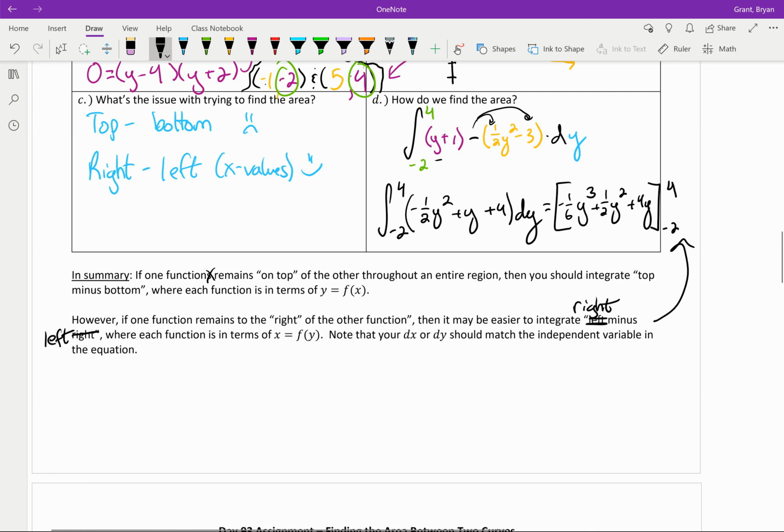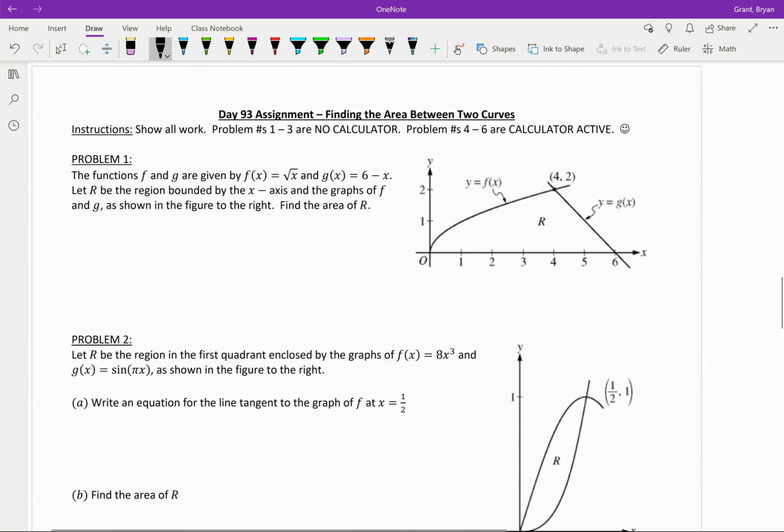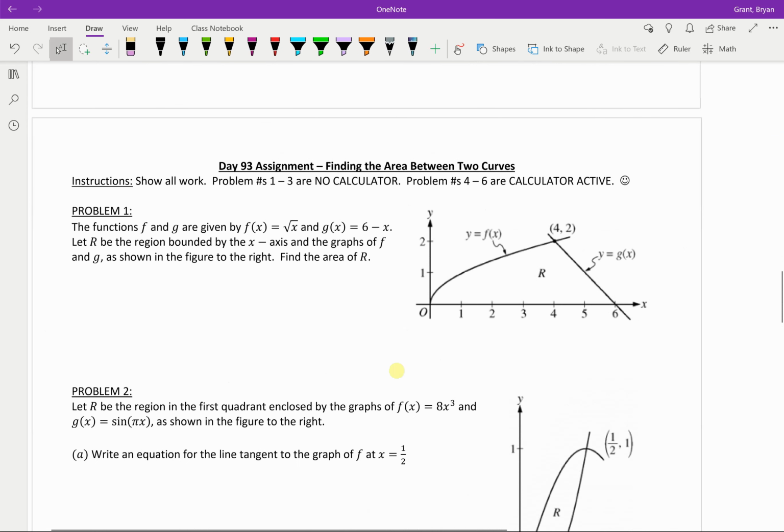Now, you guys have the rest of class to do the 6 problems on this back page, and for some reason the 6 problems have jumped to day 93 instead of 92. I think it's 92 though, so we're going to go with 92. There are 6 problems here. You'll notice problems 1 through 3 are no calculator, problems 4 through 6 are calculator active, and I'm going to post this as a second video just so it doesn't run on forever, and that video link will also be posted in the assignments if you need it.